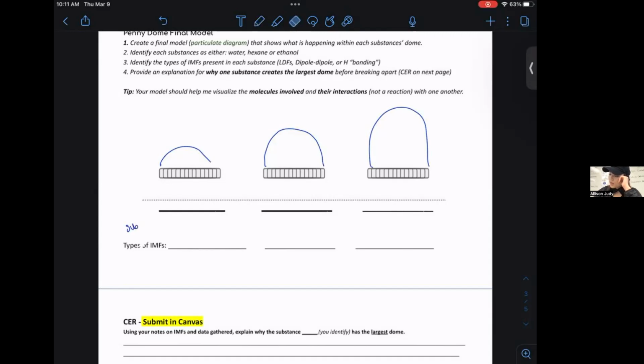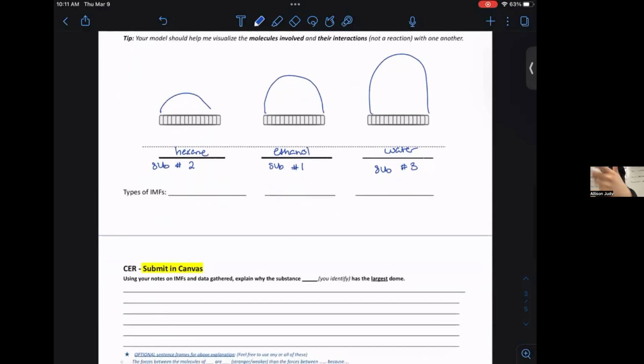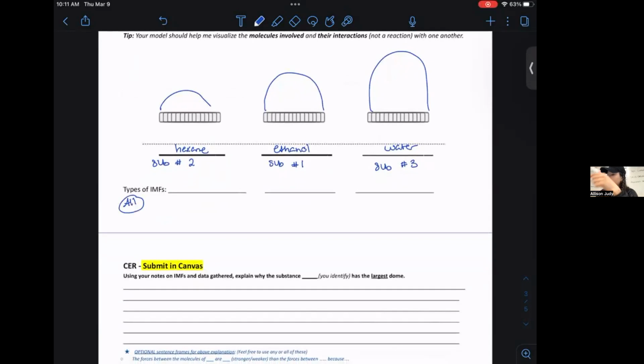So if this was me and I did it weakest to strongest, I would do substance, okay, 2, hexane is the weakest. Substance 1, ethanol, was the second strongest. Substance 3, water, was the third strongest. Sorry, hold on, the most strong. Then I'm going to label all of the IMFs present. So for hexane, I'd label LDFs. For ethanol, I'd label all 3, and I'd specify that I only have 1 H bonding. For water, I'd label all 3, and I'd specify that I have 2 H bonding.